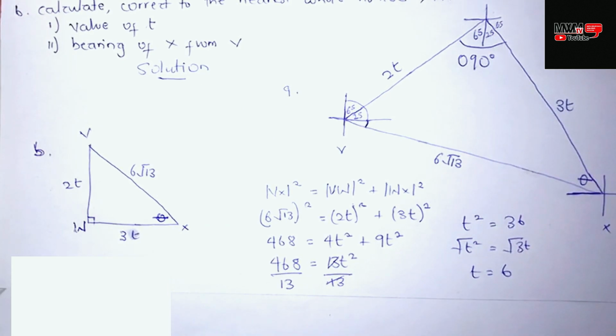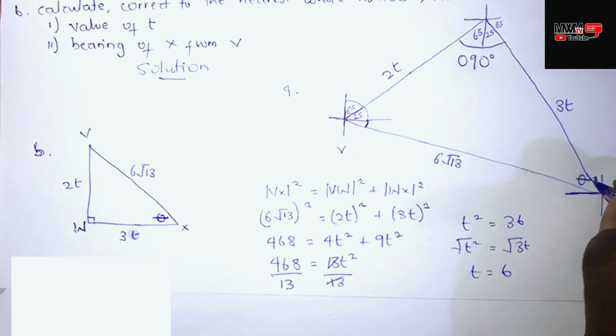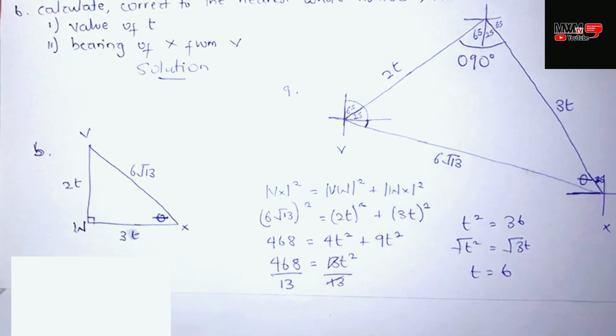So if I find theta and subtract 65 from it, so this side is 25. If I find theta and subtract 65 from it, I'll be able to get this small angle here. So let's do that.